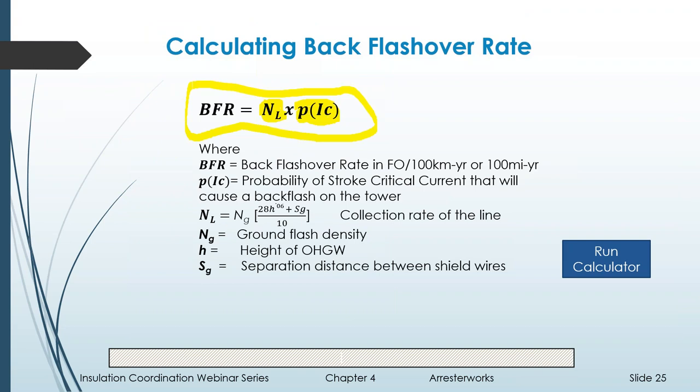In the simplest form, the backflash rate is the critical current times the probability of that critical current times the collection rate. So it's really also the probability of time to crest, because the probability of time to crest becomes almost as important as the probability of the amplitude of the critical current. So there's two probabilities, and we're going to cover that in chapter 5, because I wanted to get through the simpler form, and then we'll add the complexity of the time to crest in the next chapter.